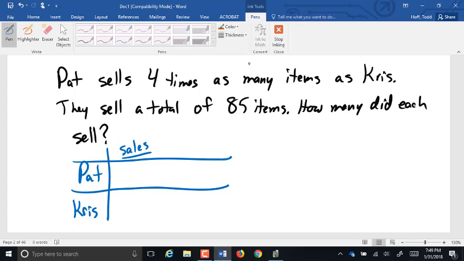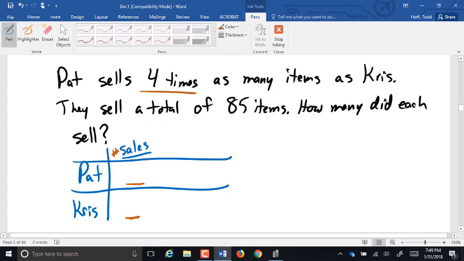Okay, so once again, we have 2 things we're looking for. We're looking for the number of items Pat sold and the number of items that Chris sold. Is one of them calculated from the other? Yeah, Pat sold 4 times as many as Chris. So which one do I have to know first? If I know Chris, I can calculate Pat's. So which one becomes our variable? Chris's. If Chris is X, Pat's would be 4X, or 4 times that.